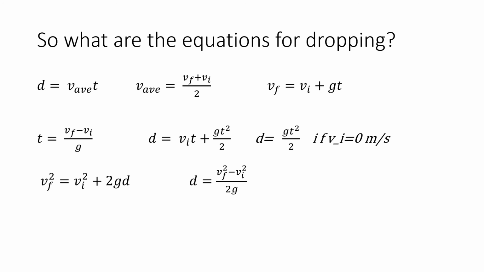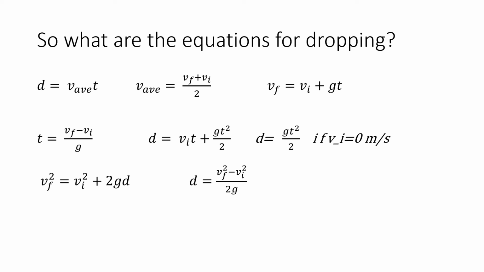So the equations that we dealt with before, what is going to happen to them? Well, we're going to have the exact same ones. Like I said, we're just going to replace a with g. So we have d equals v average times t. v average is vf plus vi over 2. Same thing: vf equals vi plus g times t instead of a times t. All these equations are exactly the same.